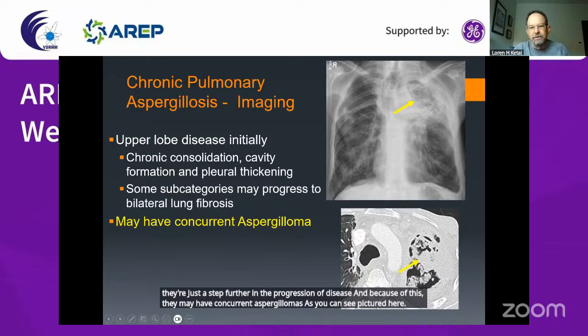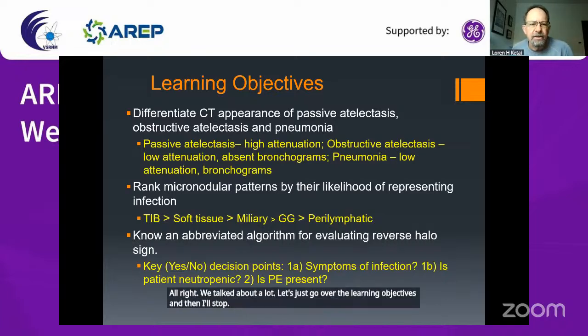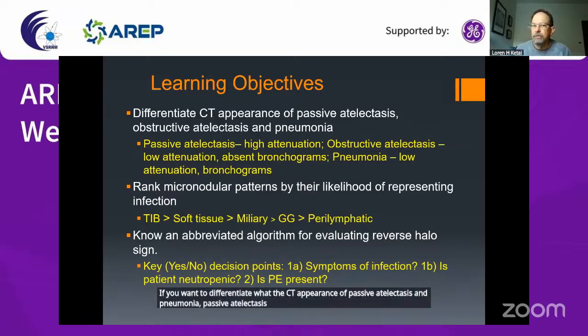All right, we talked about a lot. Let's just go over the learning objectives and then I'll stop. If you want to differentiate the CT appearance of passive atelectasis and pneumonia, passive atelectasis has high attenuation, obstructive atelectasis is low attenuation but no air bronchograms, whereas pneumonia is low attenuation but does have air bronchograms.